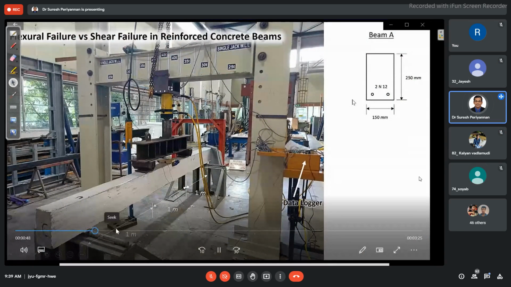The cross-section of the beam we are testing is as shown here. The width is 150 millimeter and the depth is 250 millimeter. It is reinforced with 2 N12 bars. N stands for normal ductile, 12 millimeter bars. Let's have a look at the loading.